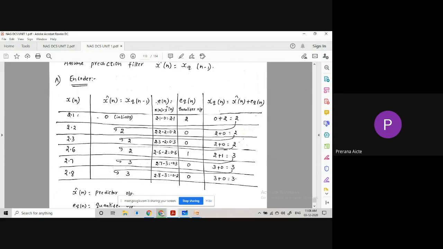Then this error signal we apply to the quantizer unit. The quantizer output is eq of n. What does the quantizer do? It rounds off to the nearest integer value. So 2.1 is rounded off to 2. Then what is the third step?